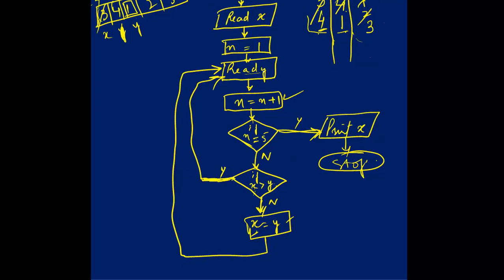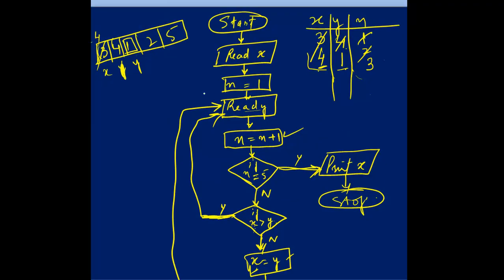So it will go here and read y. The value of y will be this 2 now. Whatever the earlier value of y was will be replaced with this 2. Now n is equal to n plus 1, so n will become 4. And if n is equal to 5, n is still not equal to 5, so it will move towards no. And if x is greater than y, is x greater than y? Yes, x is greater than y.